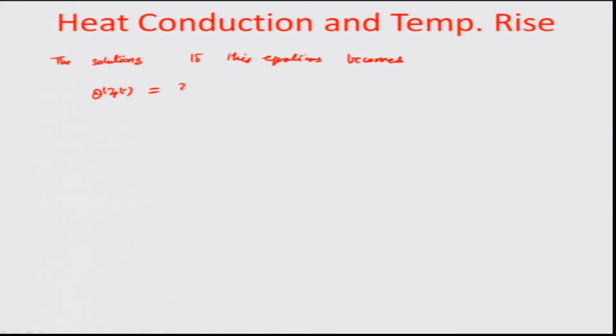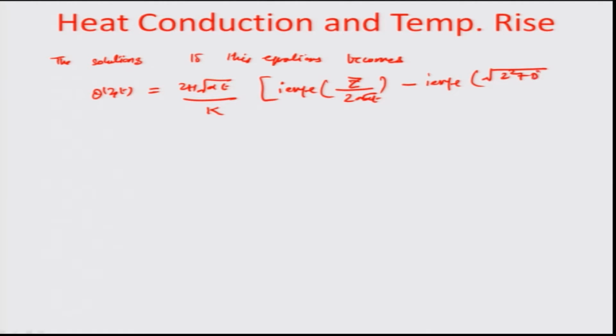theta(z,t) equals twice h root alpha t divided by k times of the ierfc of z divided by twice root of alpha t, minus the ierfc of root over z square plus capital D square by 4, divided by twice root alpha t. And this, as I think I have already pointed out, is only an expression of the error function, and this is how the ierfc is treated.